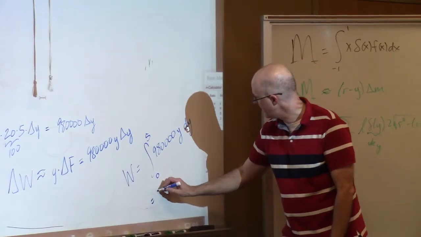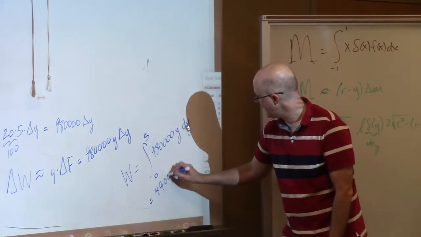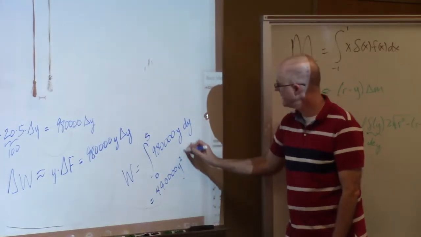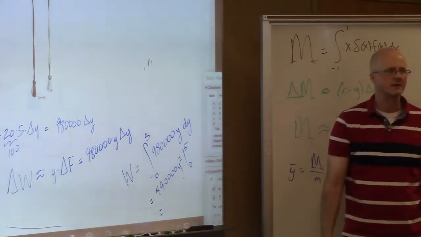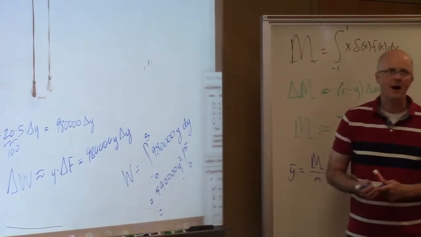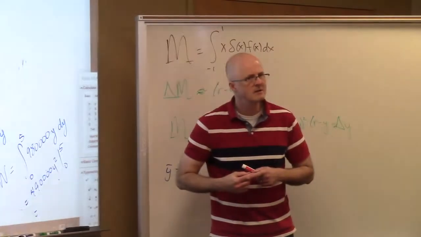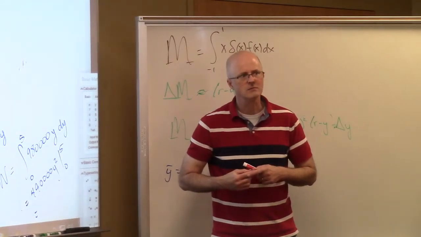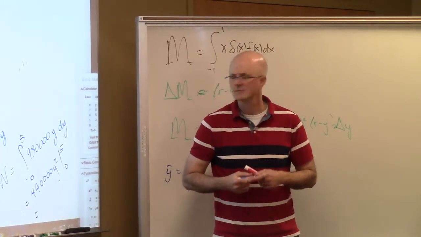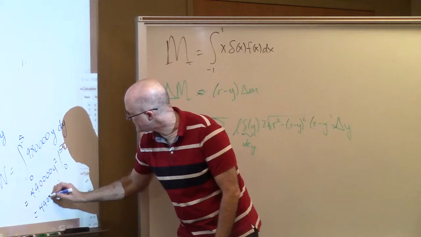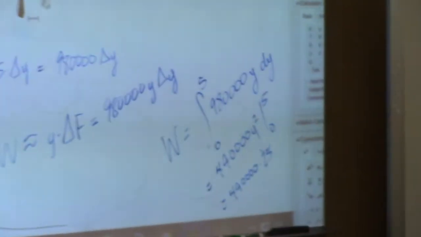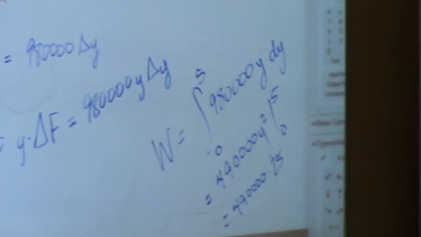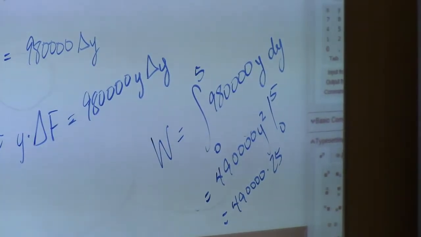Let's see if we can do this. We're going to get 490,000 y squared, with y going from 0 to 5. That'll be 490,000 times 25. I don't think I want to try to do that in my head. On the order of 12 million or so joules of work. 490,000 times 25, whatever that is, a little less than 12.5 million. Somewhere around 12 million joules of work.